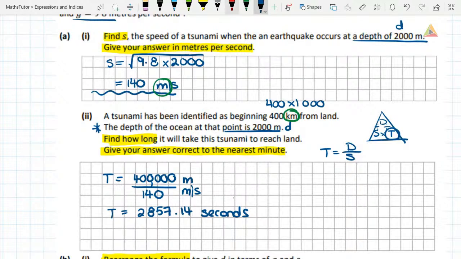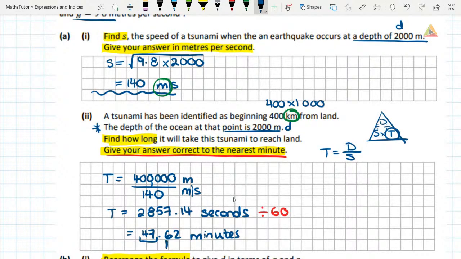But again, we need to read our question, which says, give your answer correct to the nearest minute. So to convert seconds to minutes, we're going to be dividing by 60. When I divide this by 60, I'm going to get an answer of 47.62 minutes, and we need to round that off. To the nearest minute means I'm going to be keeping everything in front of the decimal. This time, the first number after the decimal is a 6, so I round up and I get 48 minutes.